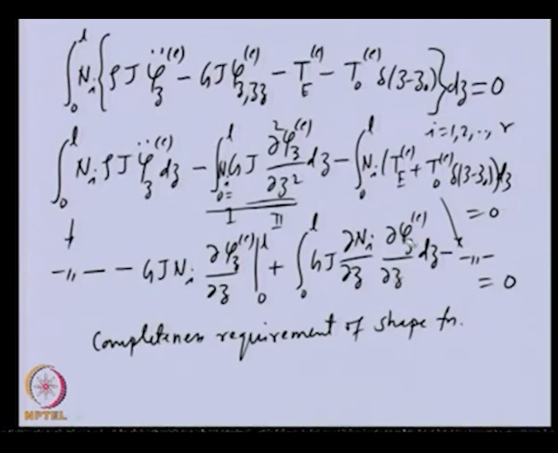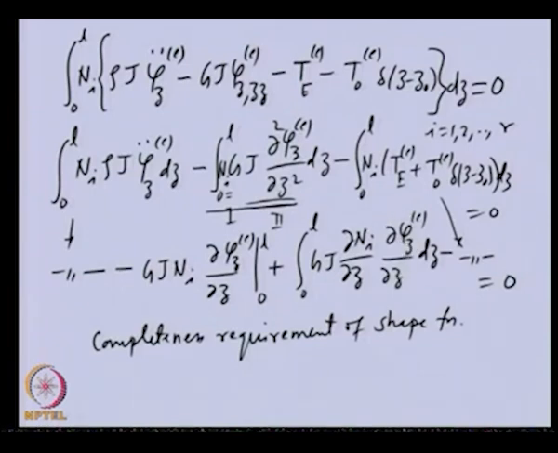So, we need to satisfy the compatibility condition one order less. In transverse vibration, we will see that these derivatives will be of higher order, and we need to satisfy even higher order field variable derivatives. But for this torsional case, we only need to satisfy the compatibility of the field variable itself. There is no need to satisfy it for its derivative with respect to z.